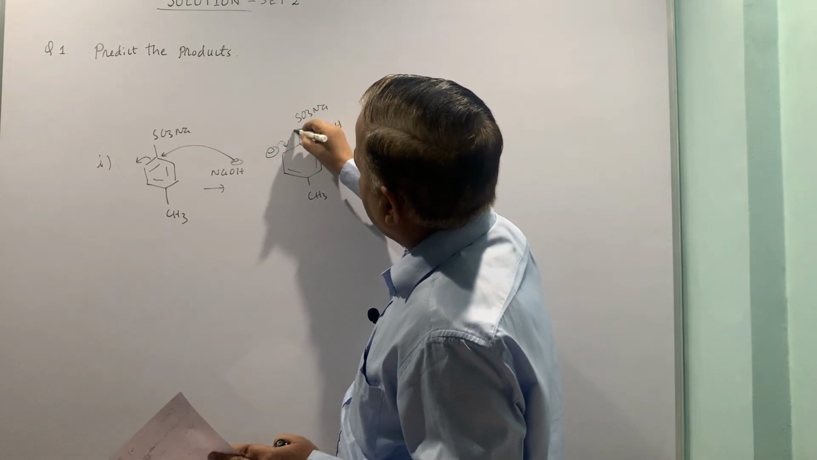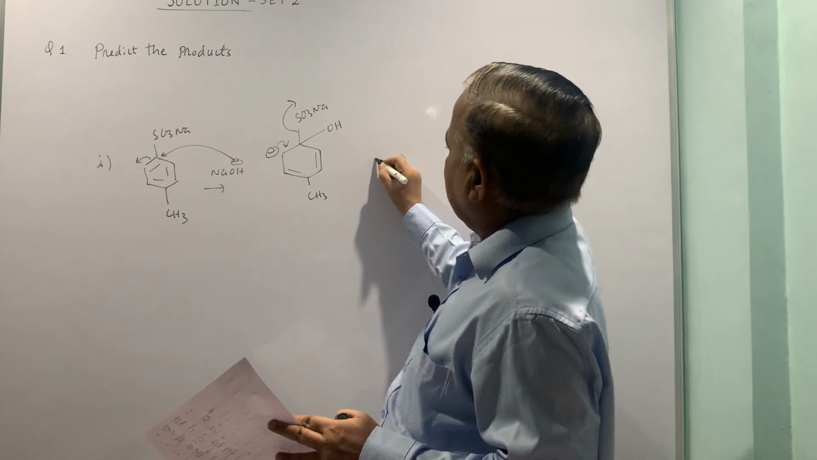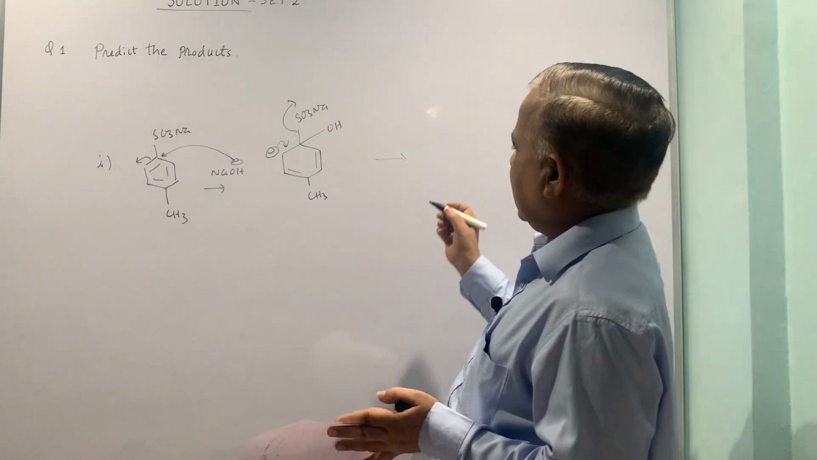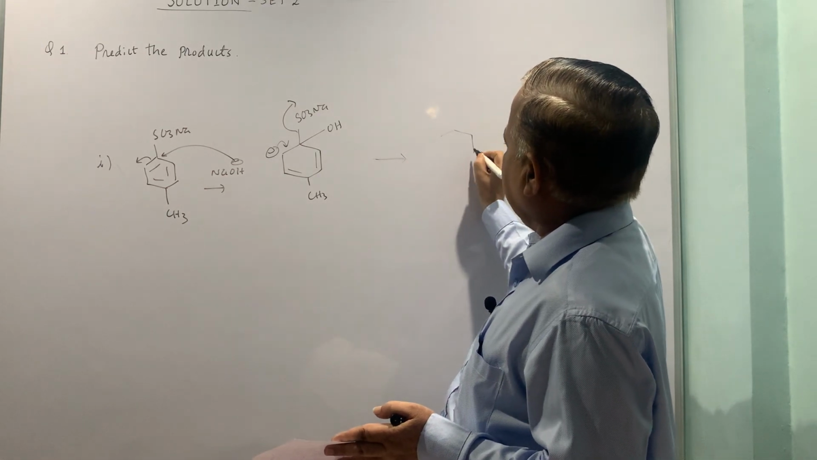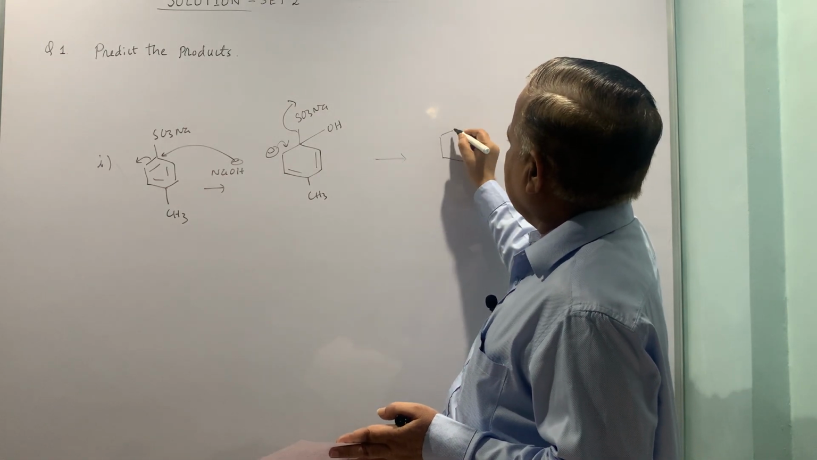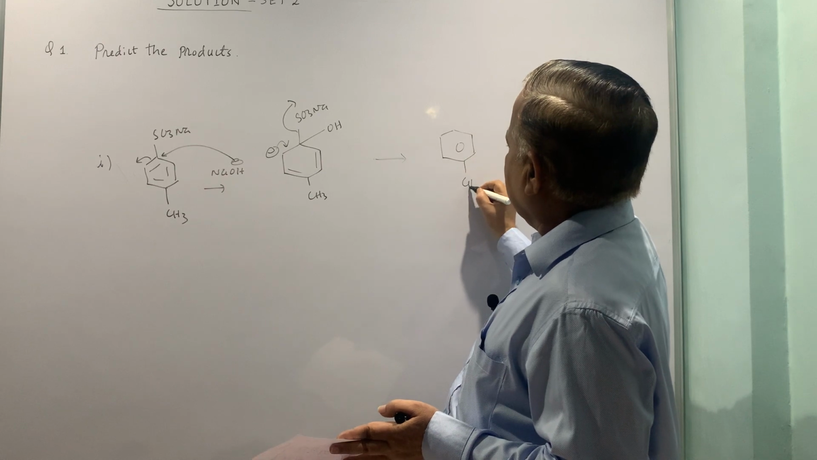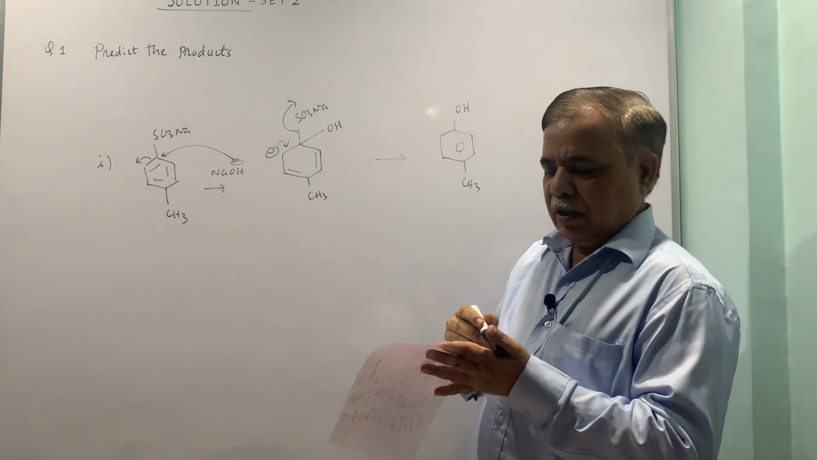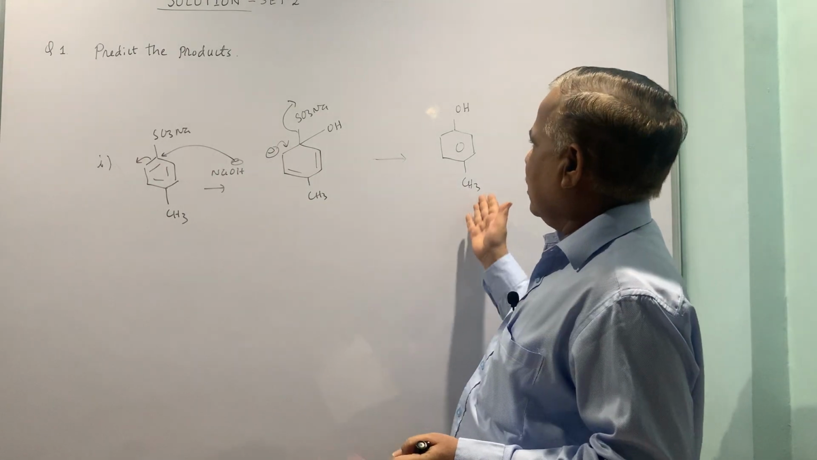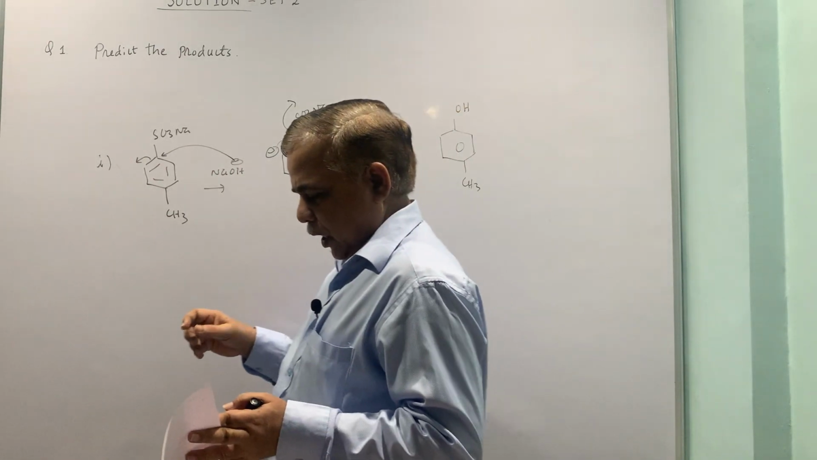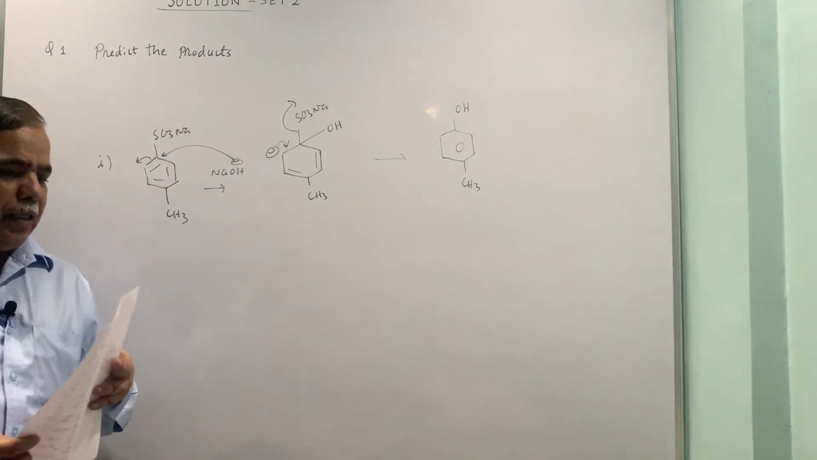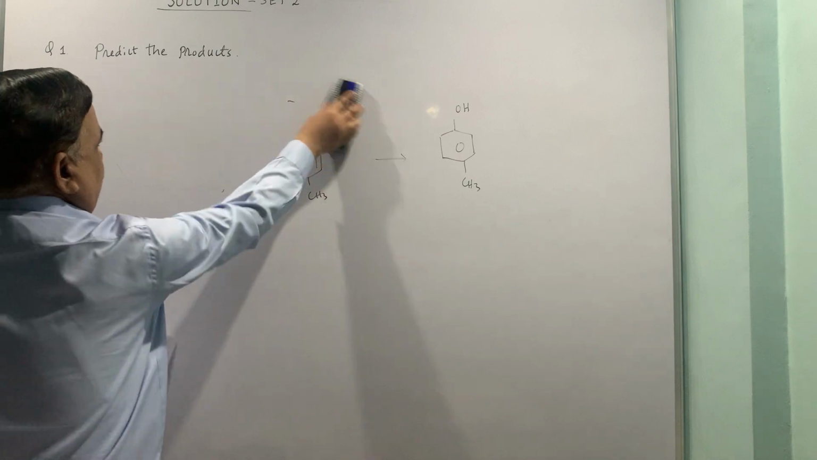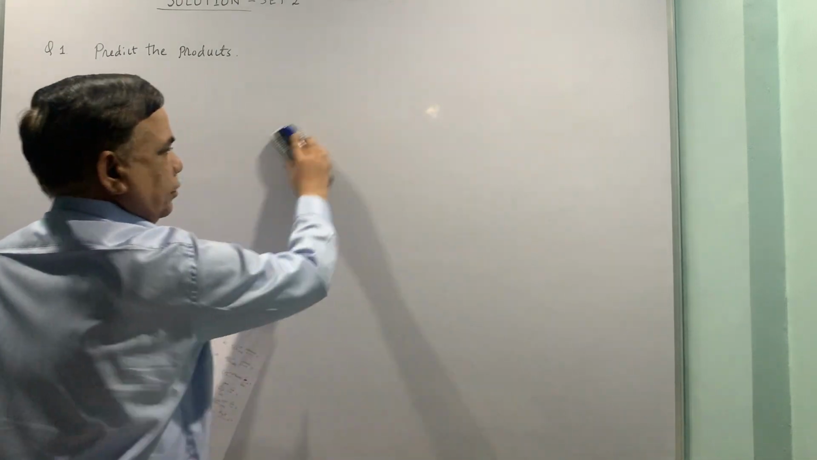And now the loss of sodium sulfite takes place, and ultimately what you have is the aromatized product, wherein you are having the phenol. Now this is your cresol, the 4 substituted phenol, paracresol to be precise.